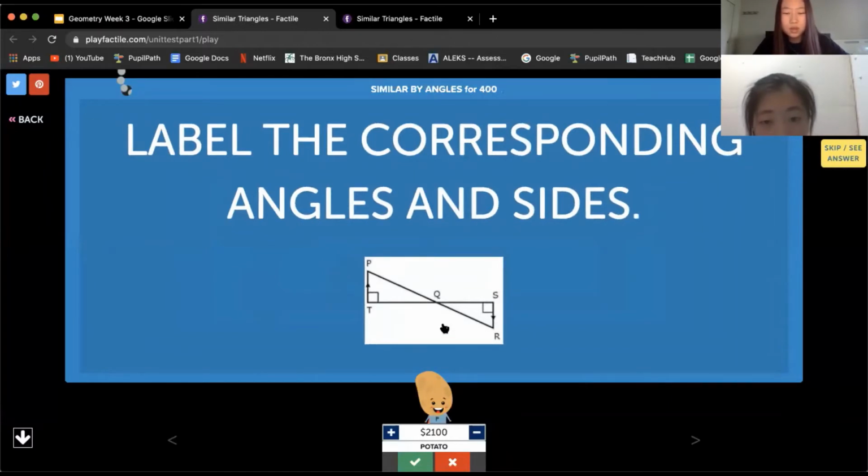Oh, this one is not hard. Label the corresponding angles and sides. So as you can see, there's a 90 degree angle here, and there's a 90 degree angle here. So P, T. Right?